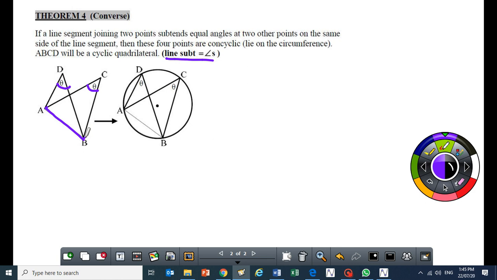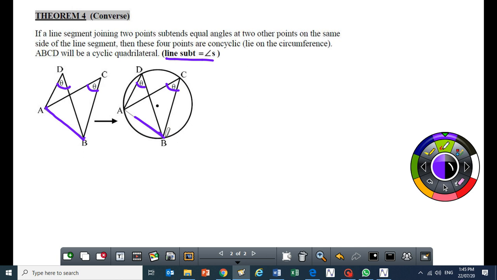Sometimes they can give you a shape like this one here, and they ask you to prove that ABCD is a cyclic quad. So they must give you the angles that they are equal, and then you need to prove that the 4 points form a circle. And the shortcut is line subtends equal angles.